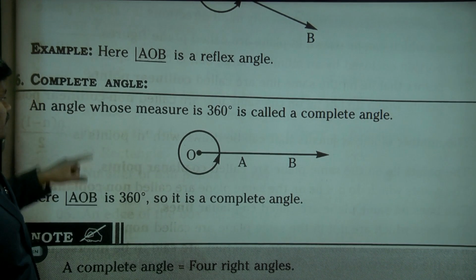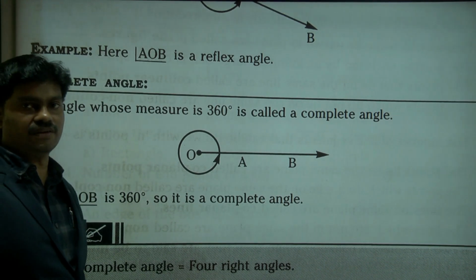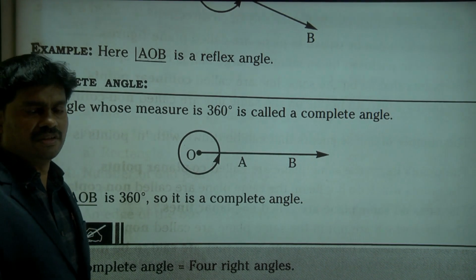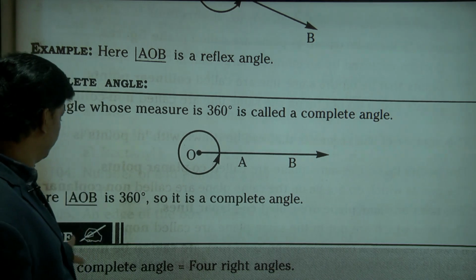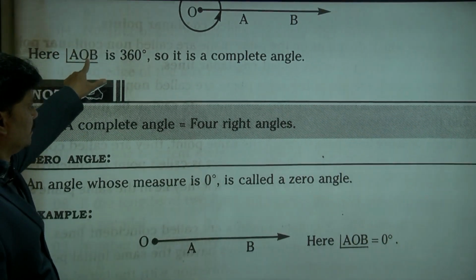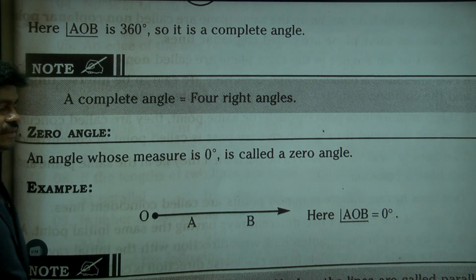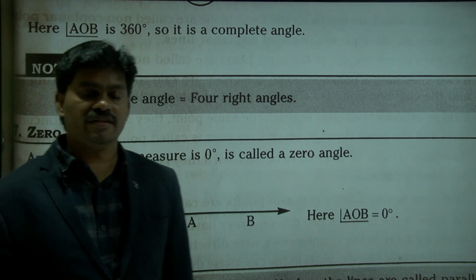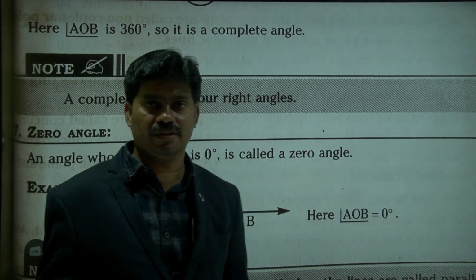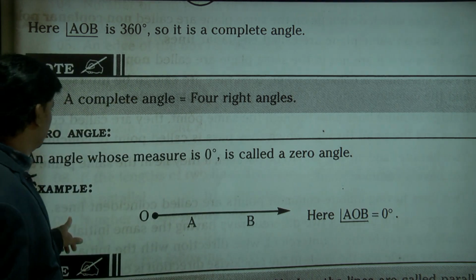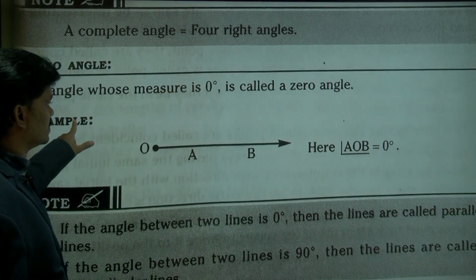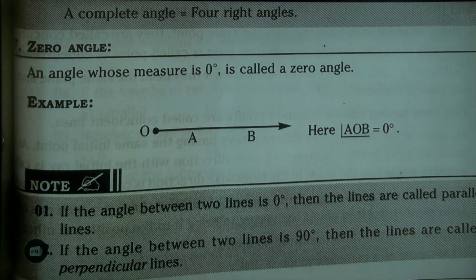Complete angle. An angle whose measure is 360 degrees is called a complete angle. So all definitions we are seeing in this class. Complete angle is also called 4 right angles, and straight angle is also called 2 right angles. An angle whose measure is 0 degrees is called a zero angle.